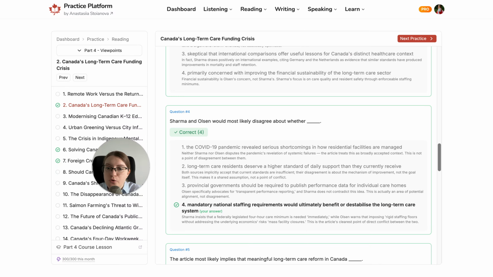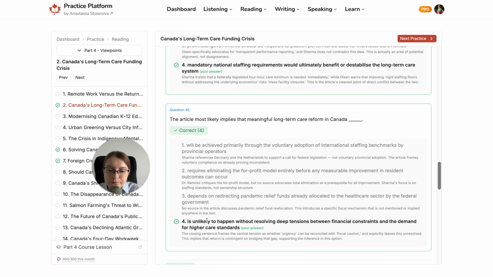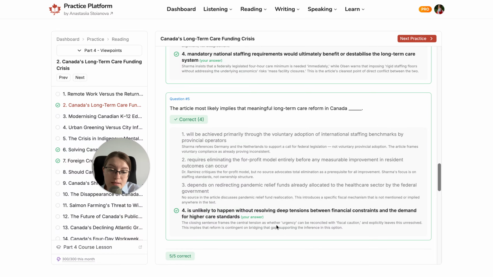Let me show you the explanation here. Okay. Closing sentence frames the central tension as whether urgency can be reconciled with fiscal tension, meaning money problems, and do something ASAP, as soon as possible. And it's unresolved, so this implies that reform is contingent on bridging the gap, supporting this option. And then if you chose something else, please pause the video and reread.